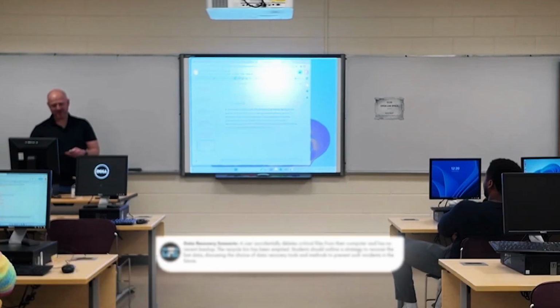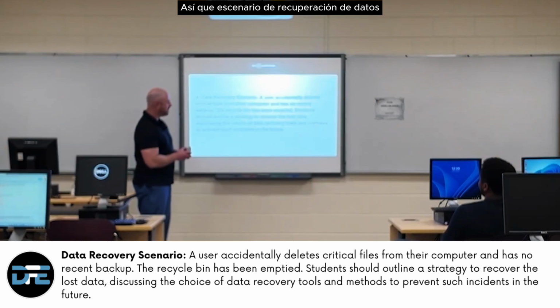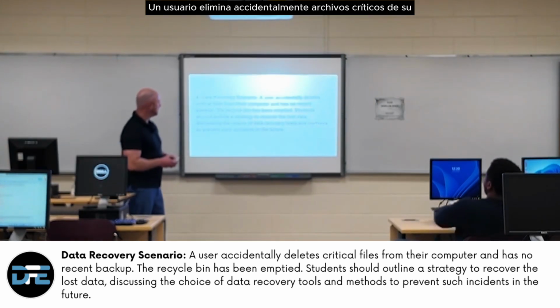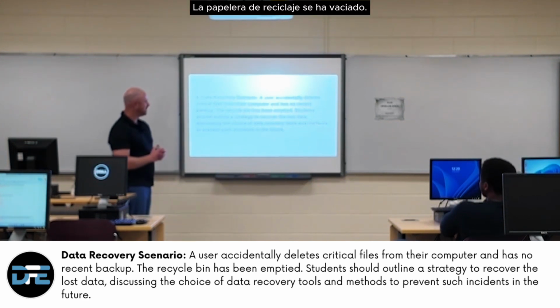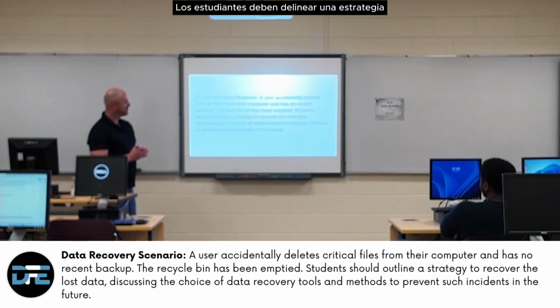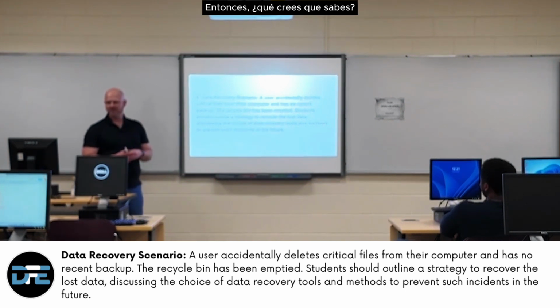So our next one is a data recovery scenario. A user accidentally deletes critical files from their computer and has no recent backup. The recycle bin has been emptied. Students should outline a strategy to recover the lost data, discussing the choice of data recovery tools and methods to prevent such incidents in the future. So what do you think?